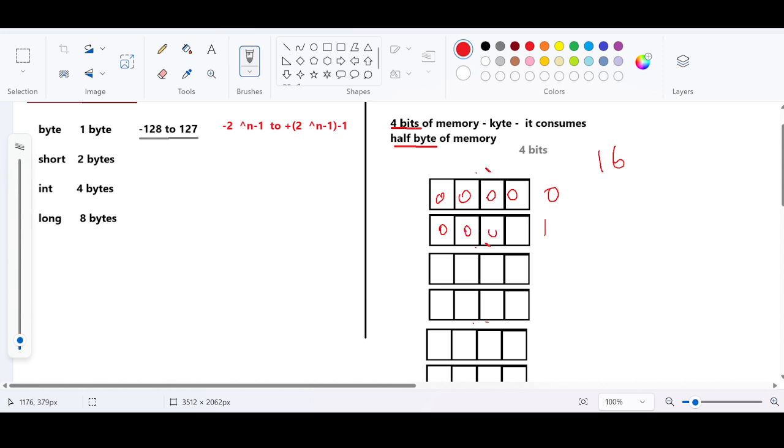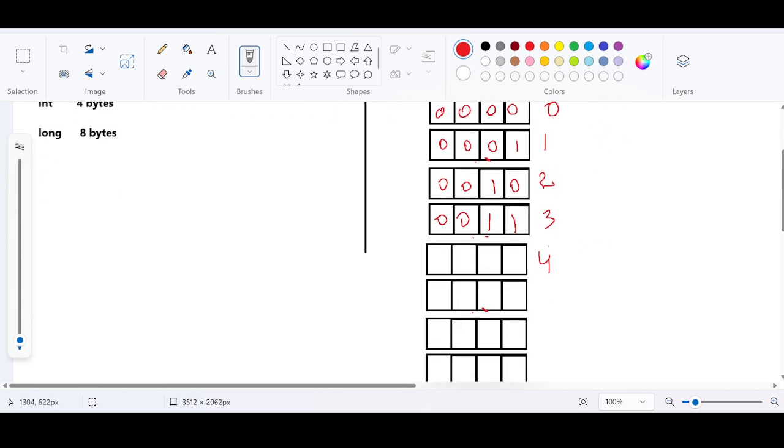0, 0, 0, 1. Then 2 in binary is what? 0, 0, 1, 0. I am just converting the decimal to binary and filling the places. 3 is 0, 0, 1, 1. And 4 is 0, 1, 0, 0. This is representing 4. 5 is 0, 1, 0, 1.